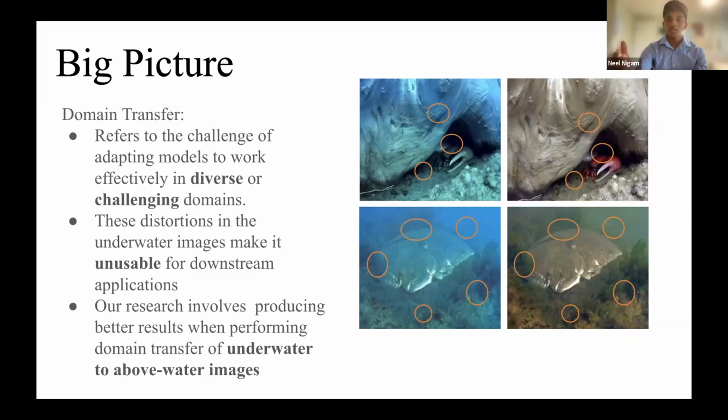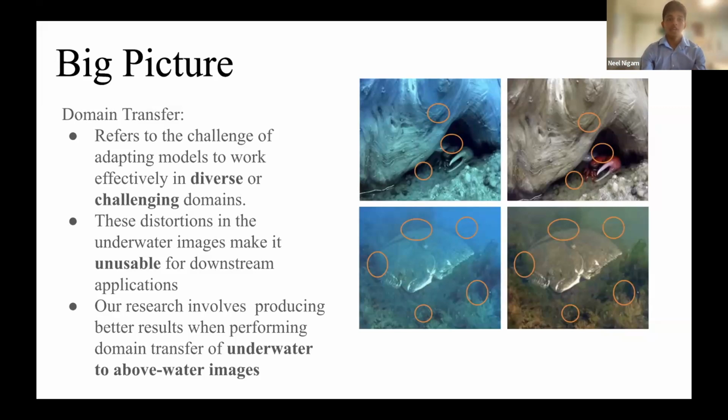For example, you can look at these images we have here. We got both images from an underwater domain and an above water domain. The orange circles represent areas where computer vision models for the underwater domain may have trouble doing downstream applications on or truly analyzing. However, those same areas in the above water domain are far easier to do downstream applications on. So to solve this issue, we are doing domain transfer.